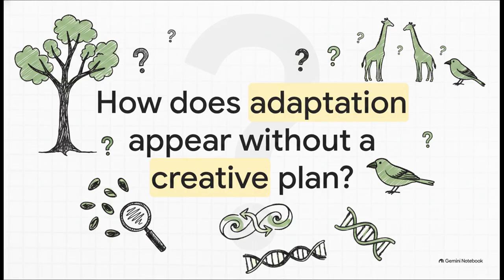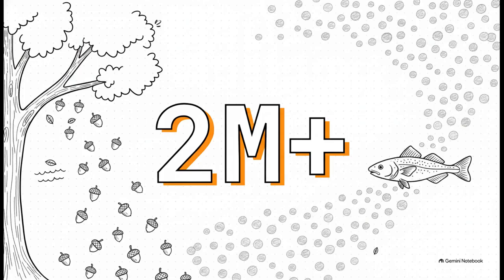Some populations show these gradual, progressive differences based on exactly where they live, which, of course, prompts the big revolutionary question: how on earth do these adaptations occur without a creative plan or a human breeder making the choices? Who or what is doing the selecting? To answer that, Darwin looked at reproduction.